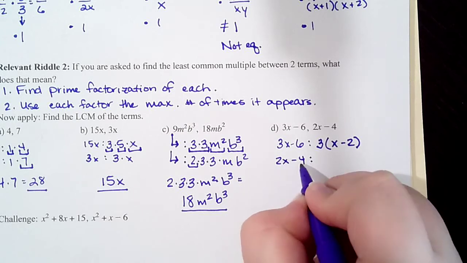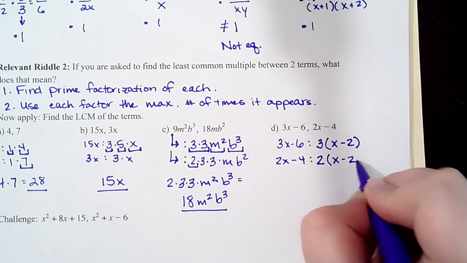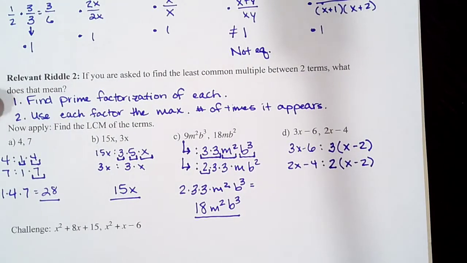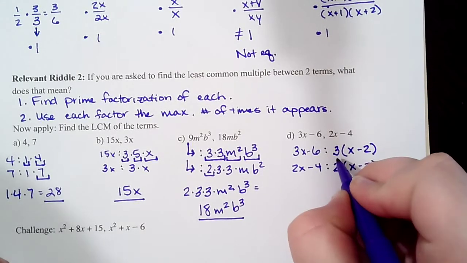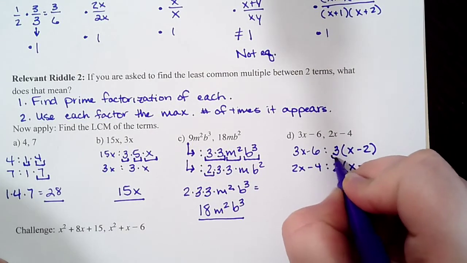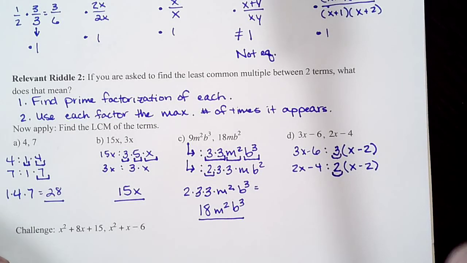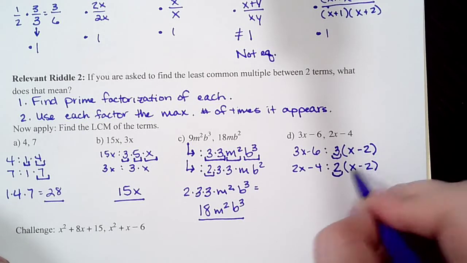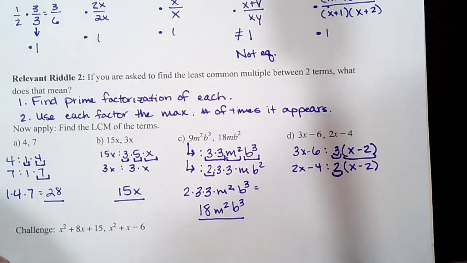I notice they both have a GCF of 2, and when I factor that out, I'm left with x minus 2. Now that I have that prime factorization, I can use each factor the max number of times that it appears. The number 3 appears 1 time, so I'm going to take that. The number 2 appears 1 time, so I'm going to take that. The max number of times that x minus 2 appears in the first term or the second term is just 1 time. So I'm going to take that.